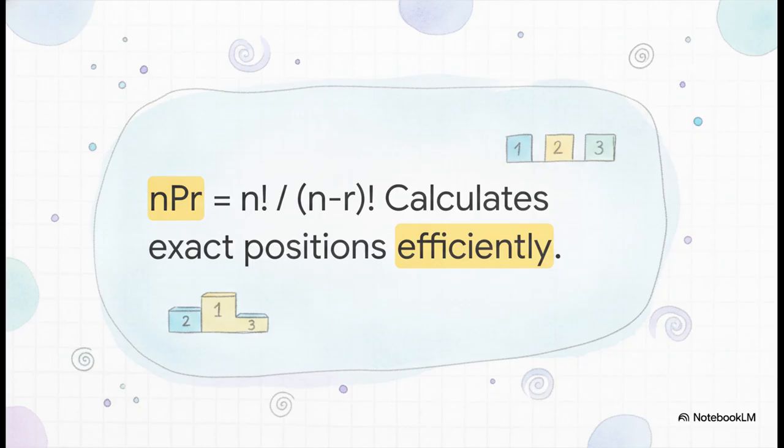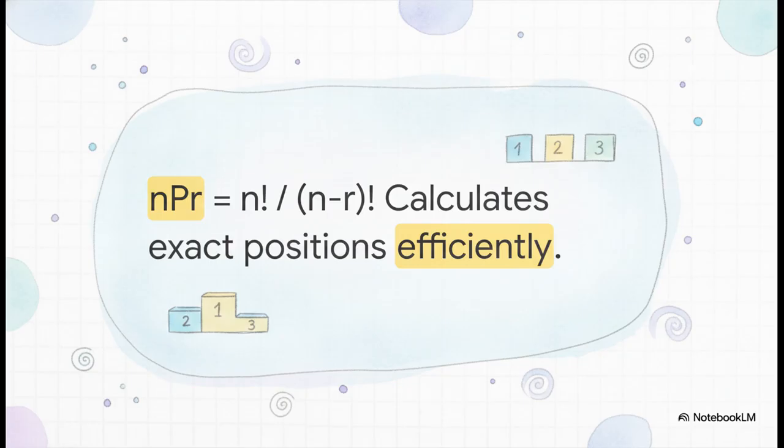And when you need to find the number of permutations of n objects, taking r of them at a time, you use this mighty formula right here. nPr equals n factorial divided by (n minus r) factorial. The numerator, that n factorial, gives you all possible arrangements.